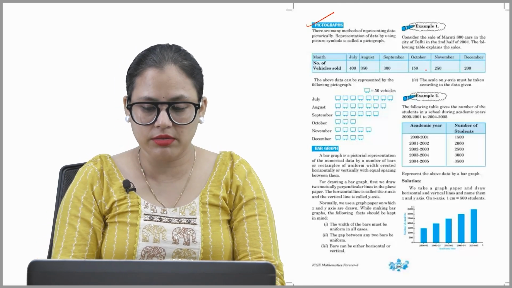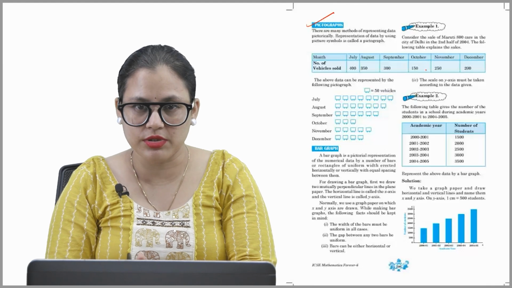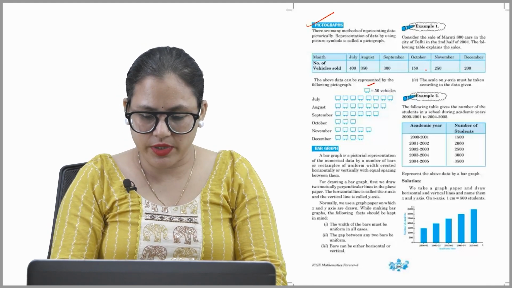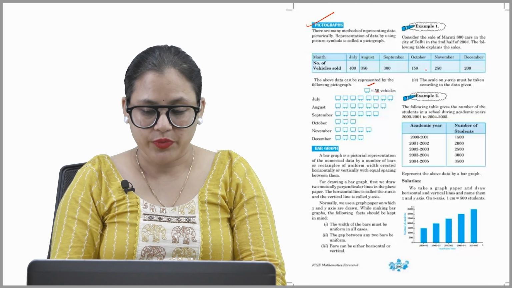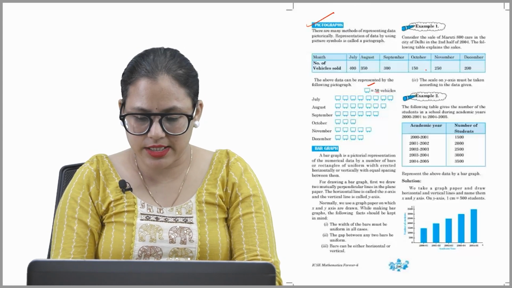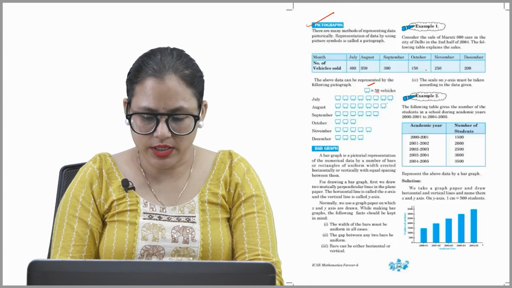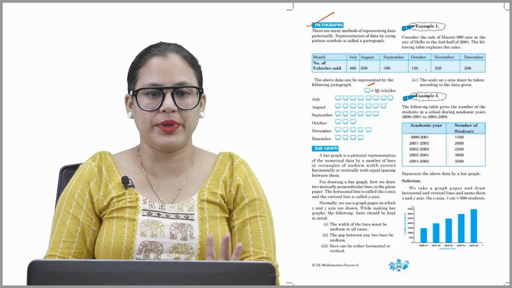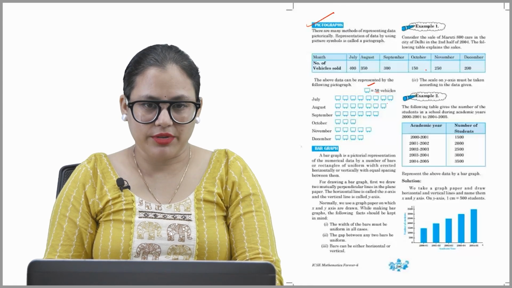You cannot make 400 pictures or 500 pictures, so we will take a scale. One picture of this vehicle means 50 vehicles. So for 400 we will make 8 vehicles. In this way we will make the pictures, right?